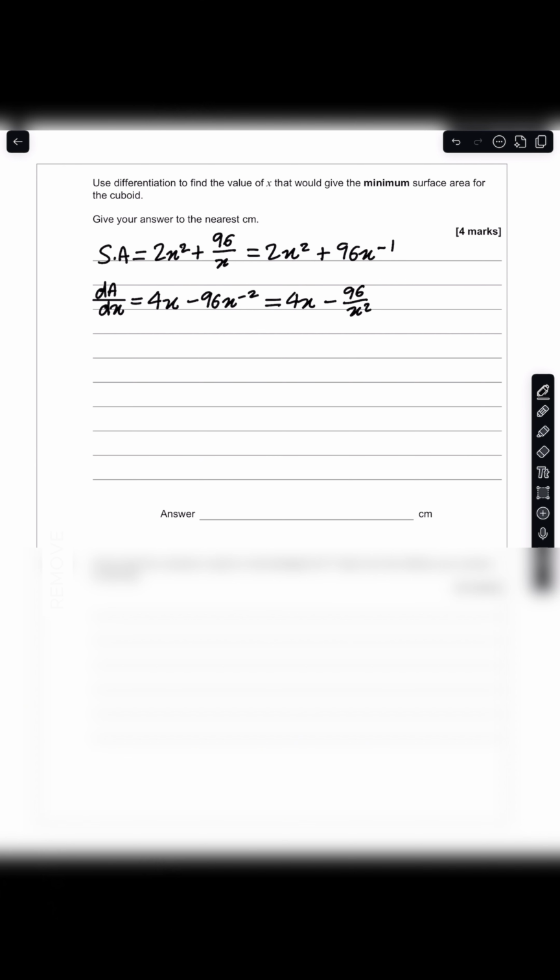And given that this is a minimum, we need to set this equal to 0 and solve for x. So 4x equals 96 over x squared, so 4x cubed equals 96, x cubed equals 24, therefore x equals the cube root of 24, and that gives us 2.88. So the final answer is 3 centimeters.